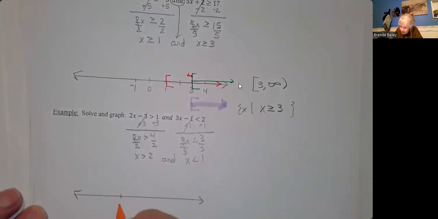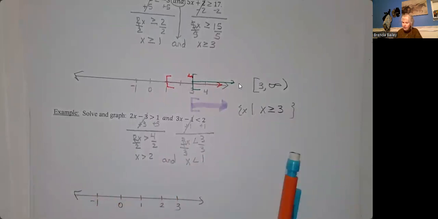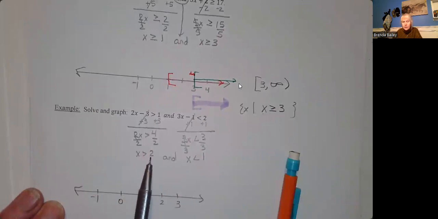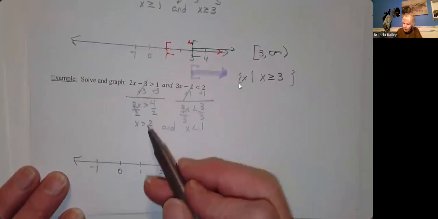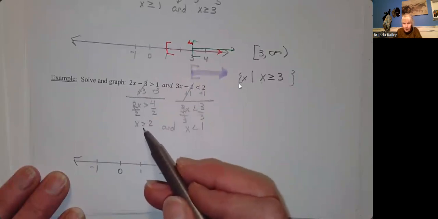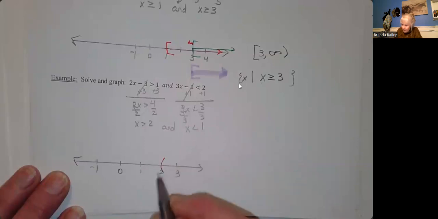We've got 0, 1, 2, 3, and a -1. Let's graph the first one. X's are greater than 2. We're going to go to the 2. And we're going to use a parentheses. There's no bar, so we're not going to use the bracket. X is bigger than 2 or to the right.